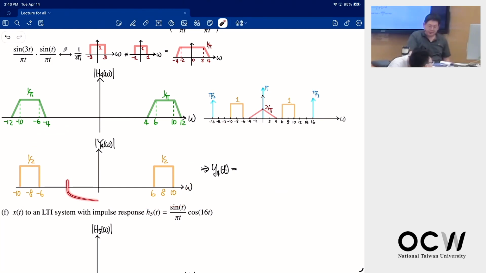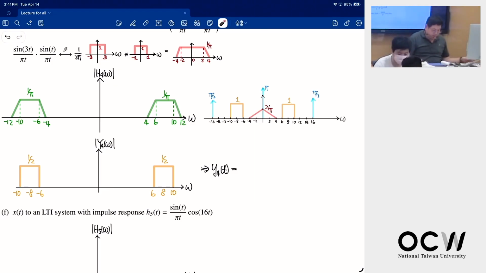Then how about in time domain? You don't need to give me the answer, but the concept. Because I have a rectangular pulse, so in time domain, I should have what? Sinc function. And I shift, right? So I should times cosine. So I have, and what is the sinc function?